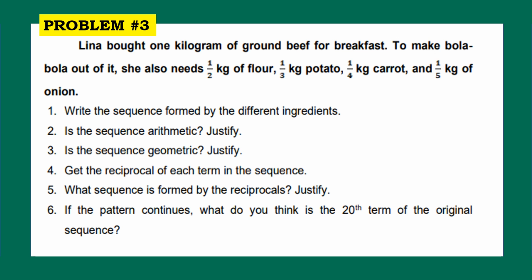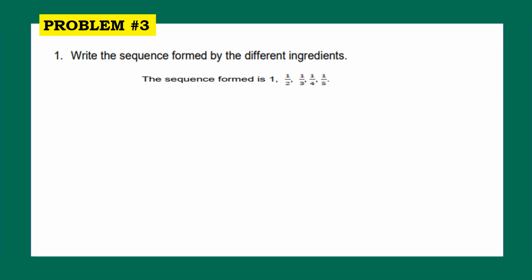Now let us deal with problem number 3. Lina bought 1 kilogram of ground beef for breakfast. To make bola bola out of it, she also needs 1/2 kilogram of flour, 1/3 kilogram of potato, 1/4 kilogram of carrot, and 1/5 kilogram of onion. So we will be answering the following questions. So for the first one, write the sequence formed by the different ingredients. We have the sequence formed is 1, 1/2, 1/3, 1/4, and 1/5.